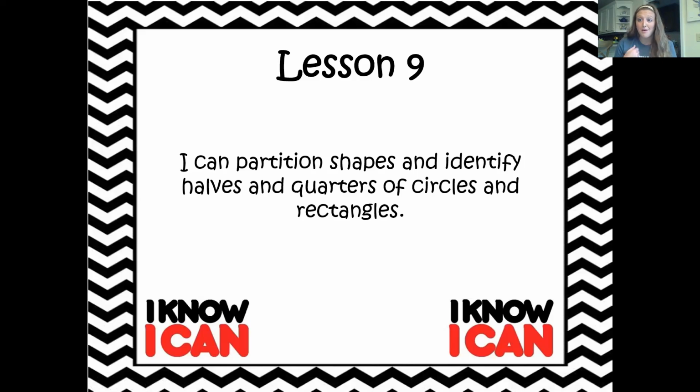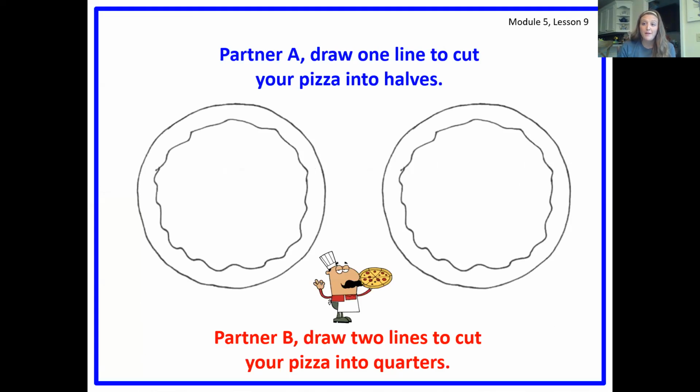We're going to build on our knowledge from yesterday to compare and partition these shapes. You have two whole pizzas, or circles. Partner A, I want you to cut one of these into halves. You're going to do both of them on your own because we don't have partners right now. Then you're going to cut the second pizza, using two lines, into quarters. I'm going to give you about 10 seconds to cut one pizza into halves and the other pizza into quarters.